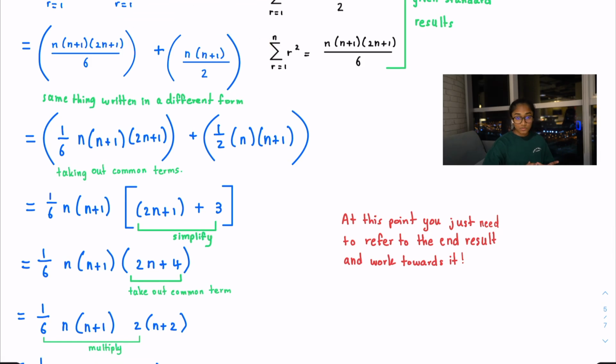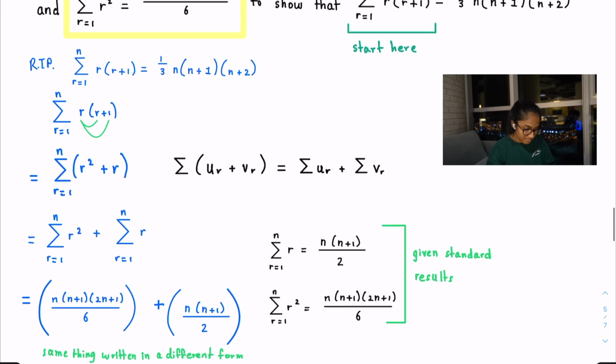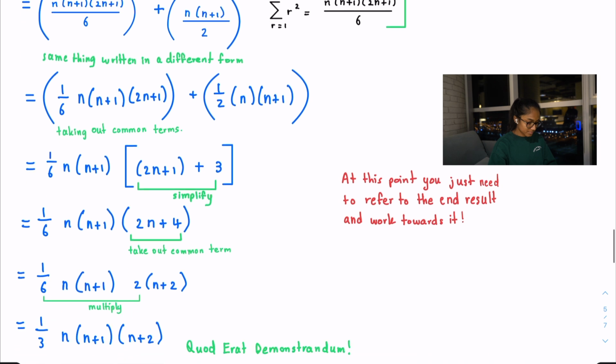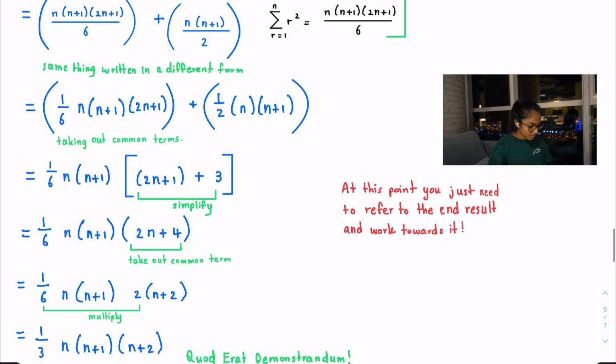And all I did now, with the 1 over 6 and the half, was just write it in a different form, so it's easier for us to get to the third, because remember their form, they have the third in front. So at this point we just need to refer to the end result and work towards it. So we have 1 over 6 n plus 1, 2n plus 1 plus a half n plus n and n plus 1.